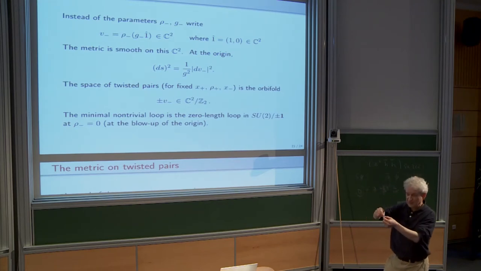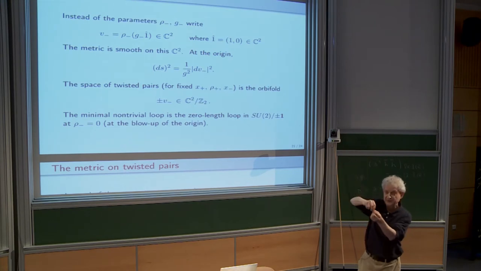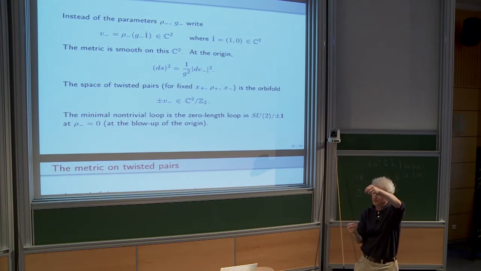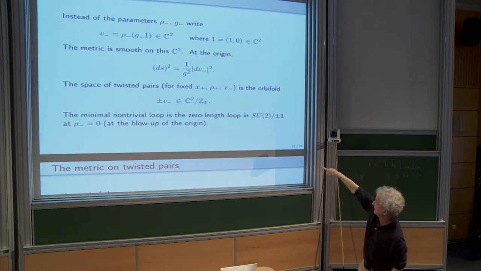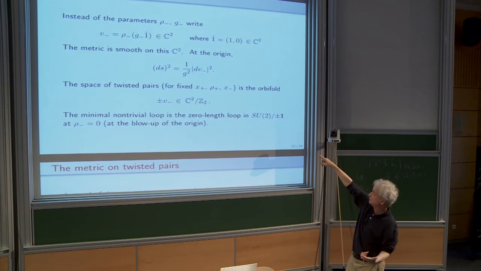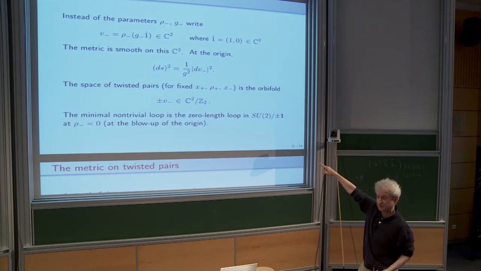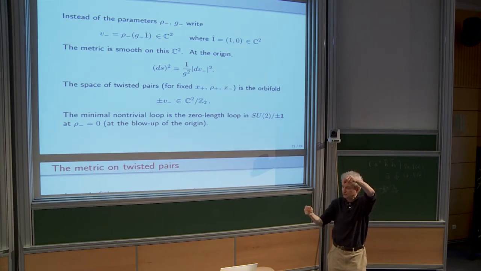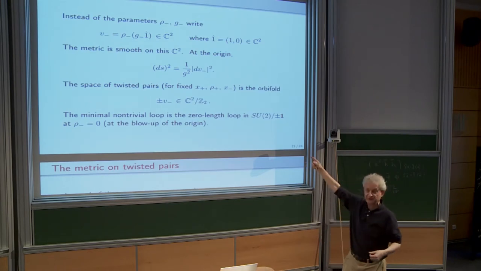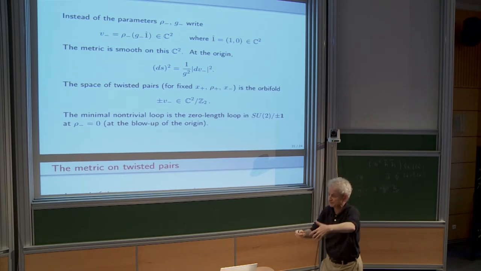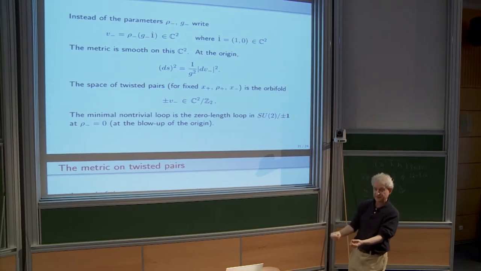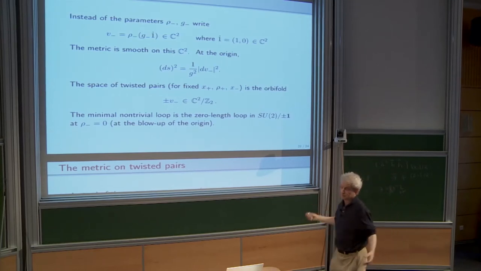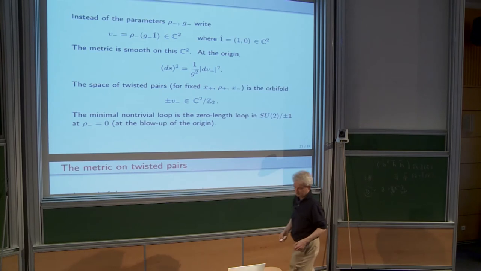And the non-trivial loop, that's the loop in G minus. So it's a loop in the three-sphere, right? Oh, V minus is only defined up to plus or minus 1 because G minus is only defined up to plus or minus 1. So we're really looking at the orbifold C2 mod Z2. Okay? So we're looking at the non-trivial loop from the north pole of S3 to the south pole of S3 for any given size rho minus. If we take rho minus to 0, the length of that arc, that longitudinal line, goes to 0. So the minimal non-trivial loop has 0 length.